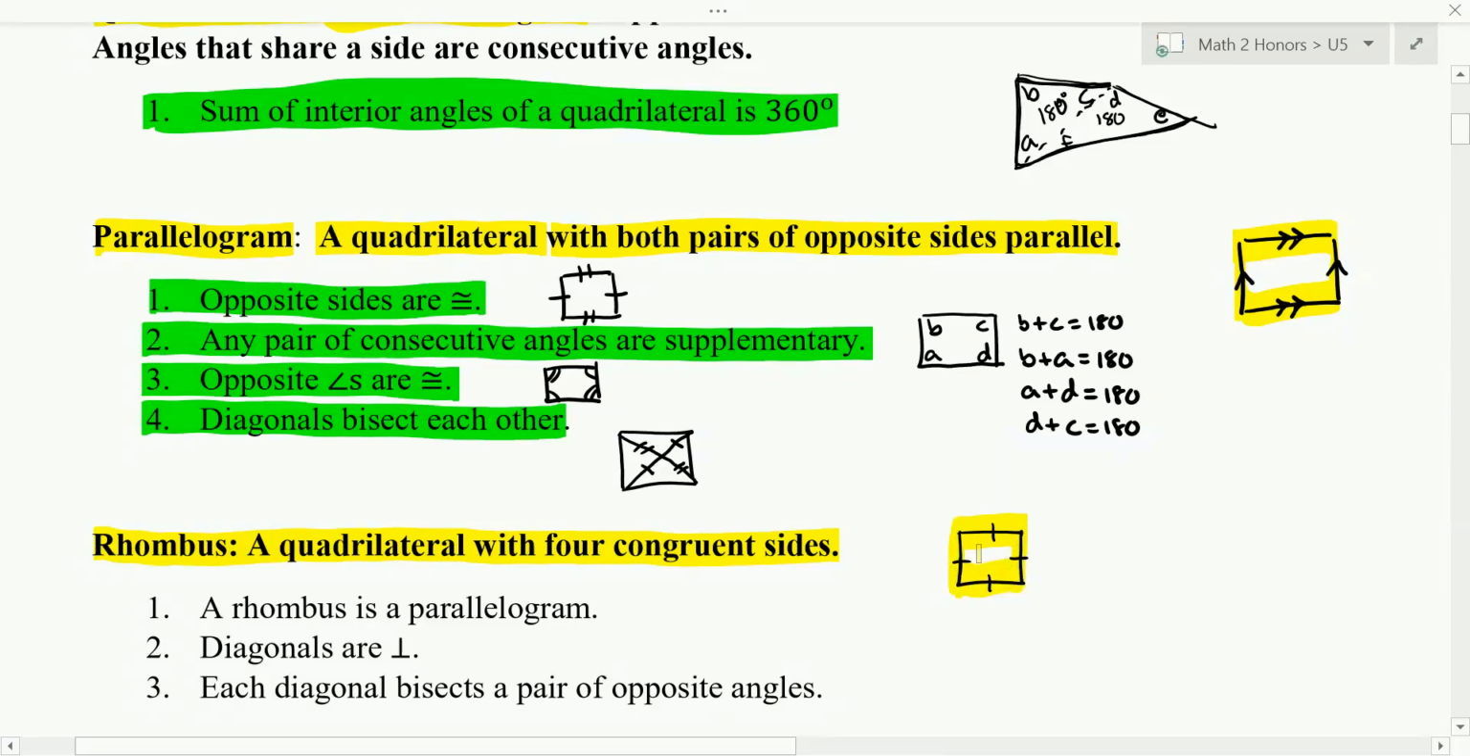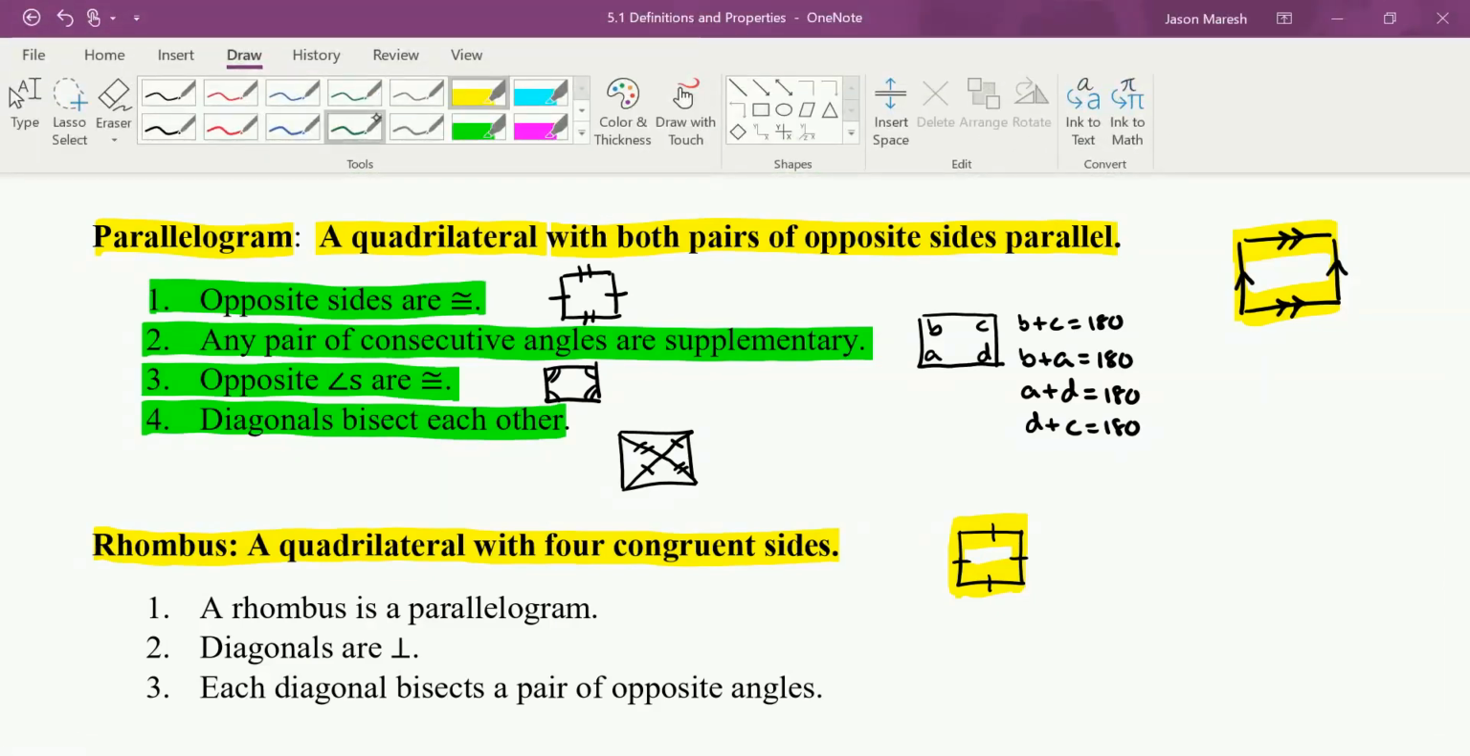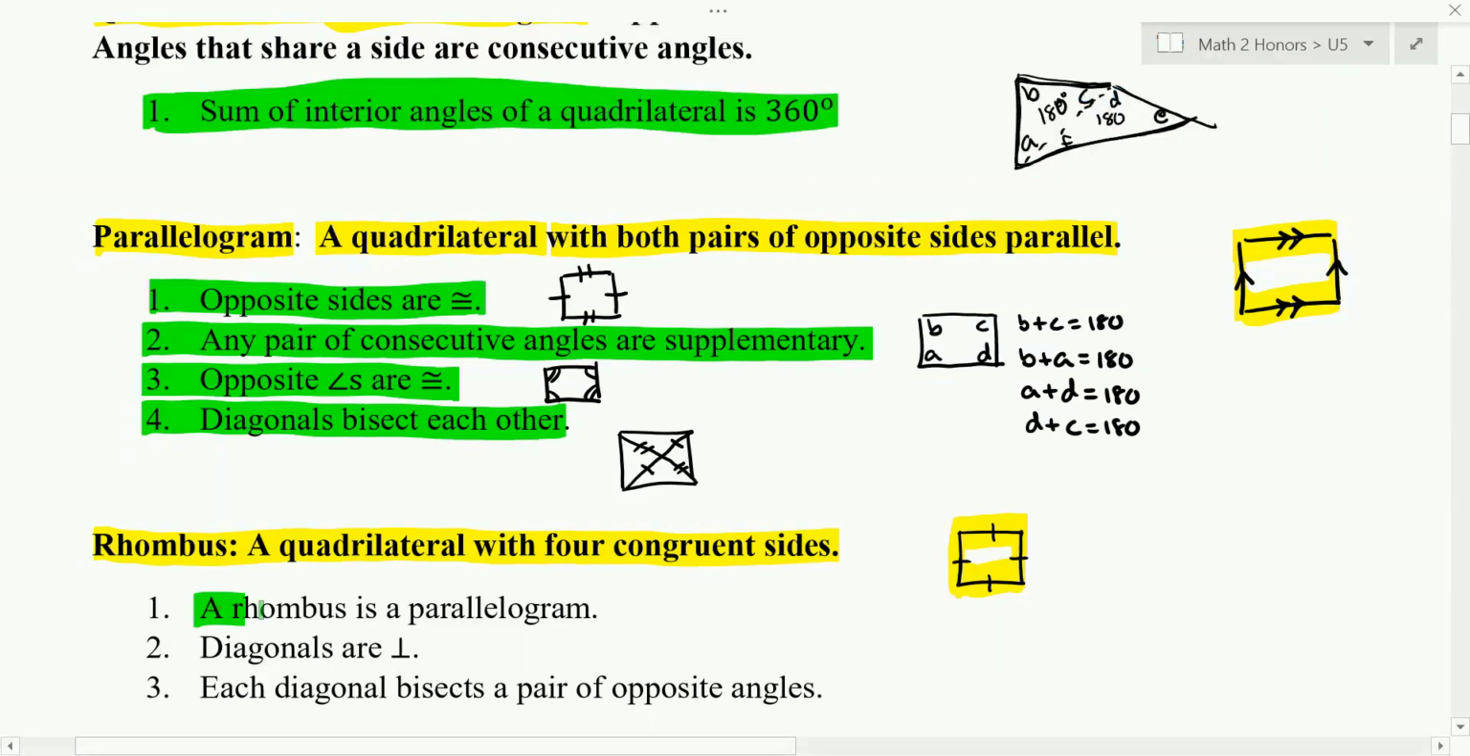Okay. And you could prove a few things. So if you just start with that picture, you can actually prove that that's a parallelogram. Which means all the four properties of a parallelogram apply to this. So if you show something's a parallelogram, you can grab those properties from before. So opposite sides are congruent. Well, we already know that. Any pair of consecutive angles are supplementary. Okay. Opposite angles are congruent, and diagonals got to bisect each other.